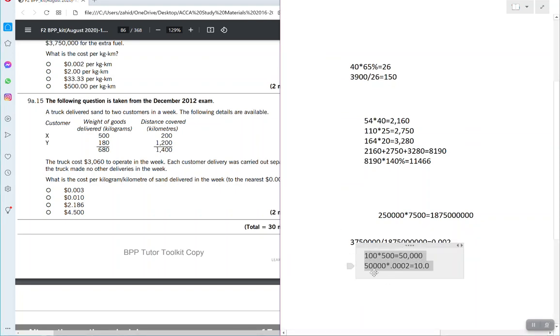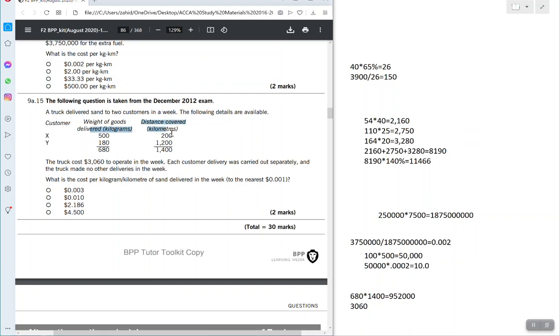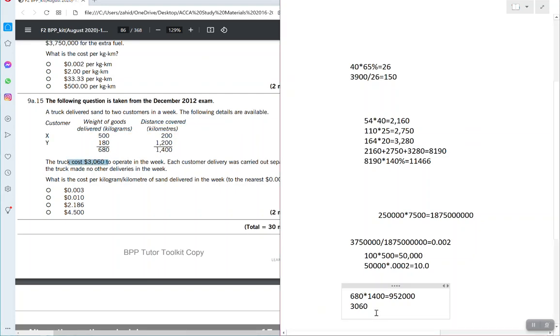So we have 680 multiplied by 1,400, which becomes 952,000. If separate costs were given for each of them, I would have calculated it separately. Because a joint cost is given, I will do it together. So 3,060 divided by 952,000 becomes 0.003 per kilogram per kilometer, which is A. So this completes this chapter.